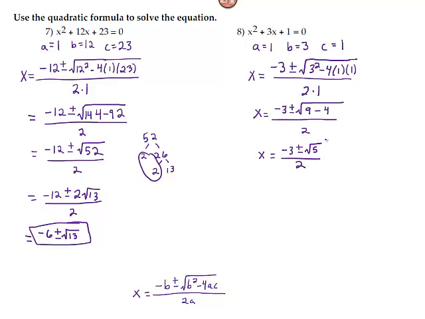Can't simplify the square root of 5. And since there's no number outside the square root, even if there was, we couldn't simplify because 2 and 3 don't simplify. So this right here would be our answer. We're done on that problem.